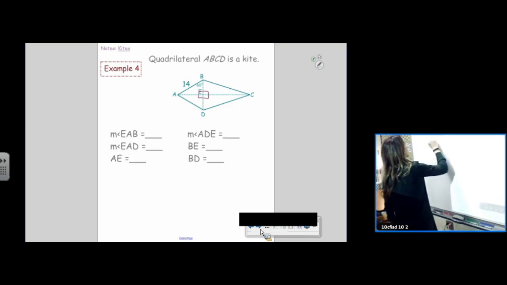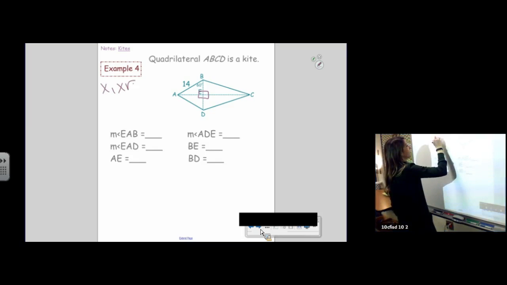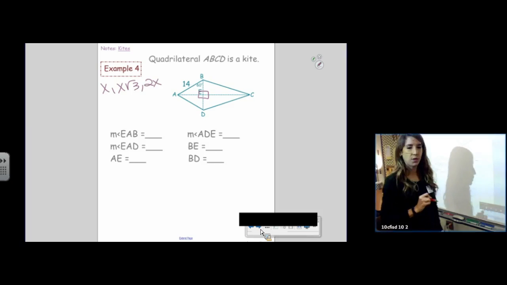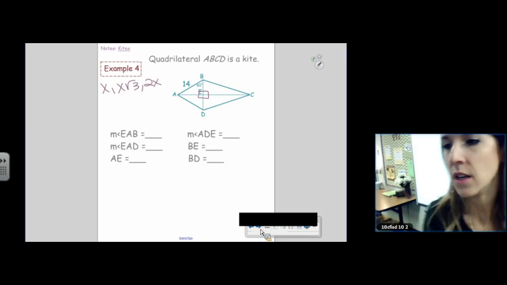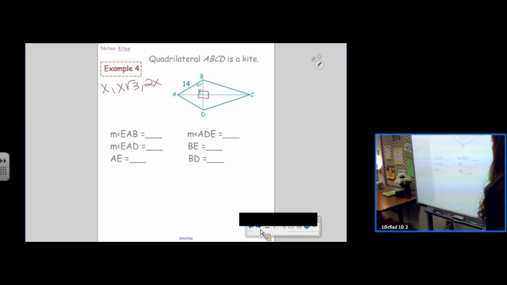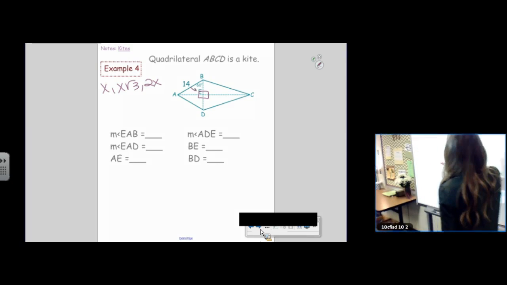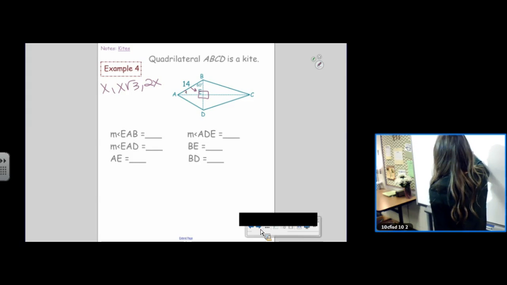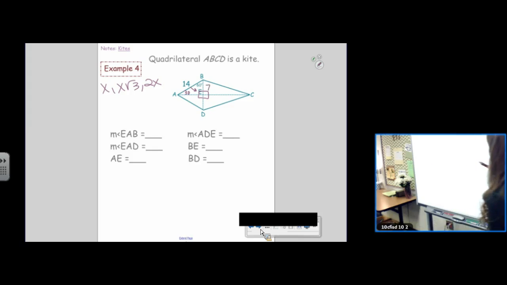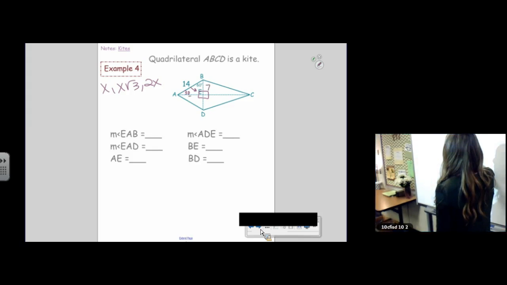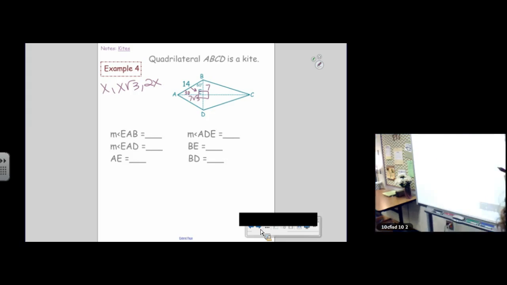And that's on your formula chart. You don't have to memorize it. X, X root 3, 2X. 14 is across from the 90. So across from the 30 would be 7, and across from the 60 would be 7 root 3.